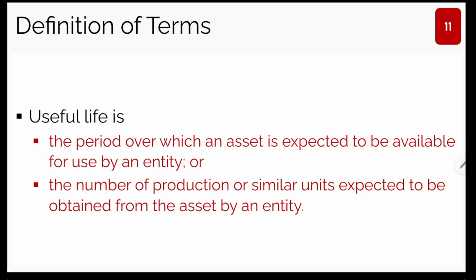Is a period over which an asset is likely to be available for use by an entity, or the number of production or similar units expected to be obtained from the asset by an entity. So if it's a number of years, how long is the useful life? It says how many years we need to be able to obtain benefit from the asset?